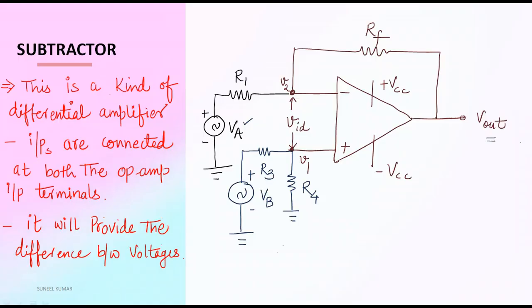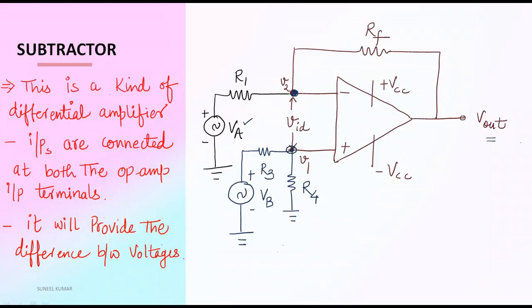And the second method we can utilize here: we will find out the voltage at this point, at this V1 voltage, and whatever voltage V1 will have, that will be automatically reflected to the inverting terminal, means here at V2. So by using that concept we can get the final output.